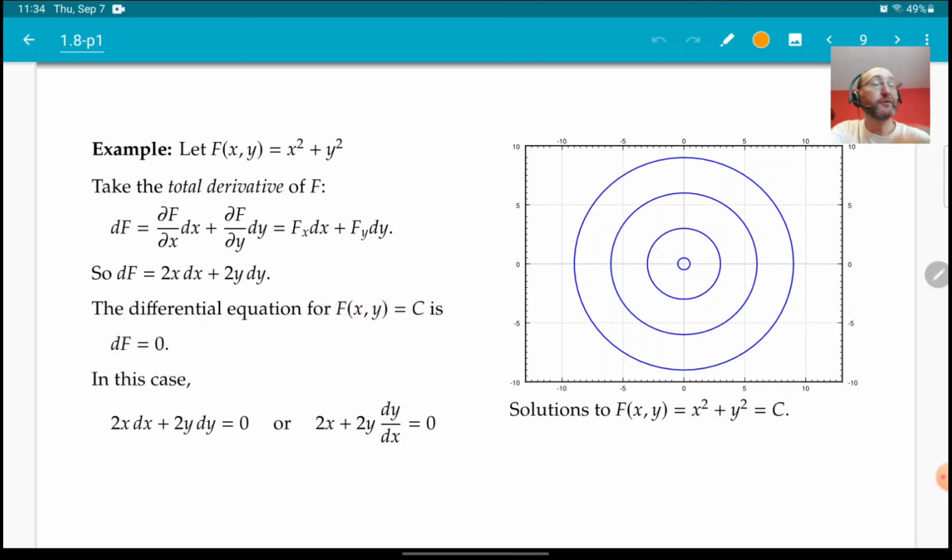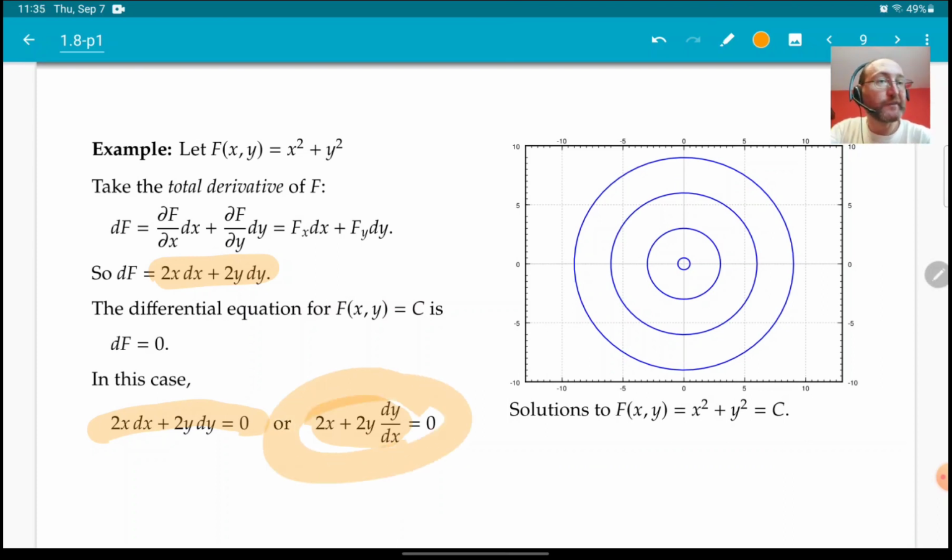So in this case, it's going to be the total derivative of f, 2x dx plus 2y dy equals 0. Another way of writing that could be to divide by dx. You write it like this, in which case it looks more like the type of equation that you've seen up to now, where you have just the derivative of y with respect to x in the equation and just some x's and y's. So, all right, that's the equation.